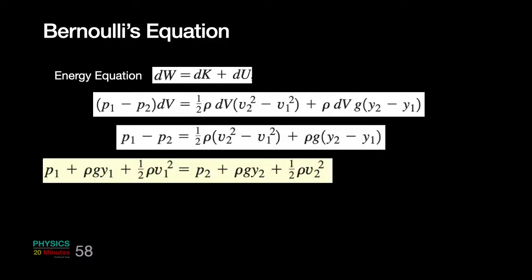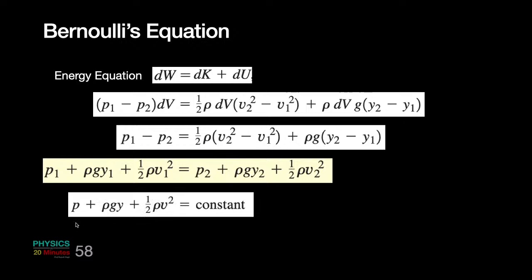Rearrange the terms, and I get a similar term on both sides. P1 plus rho g y1 plus half rho v1 square, equals P2 plus rho g y2 plus half rho v2 square. Remember, since 1 and 2 are chosen arbitrarily, this has to be true for all the points in the fluid, and therefore the sum of these three quantities is always constant. So I can write P plus rho g y plus half rho v square is constant.